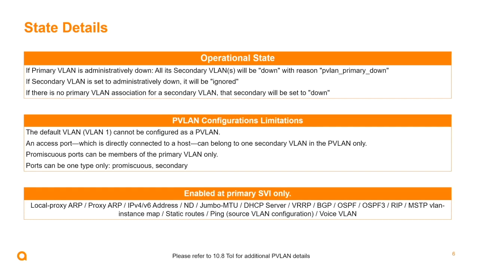There are also a number of features that can only be enabled at the primary SVI, listed at the bottom there. Local proxy ARP, the IPv4 or IPv6 addressing scheme, DHCP server configurations, BGP, and OSPF are great examples of those that can only be configured at the primary VLAN.